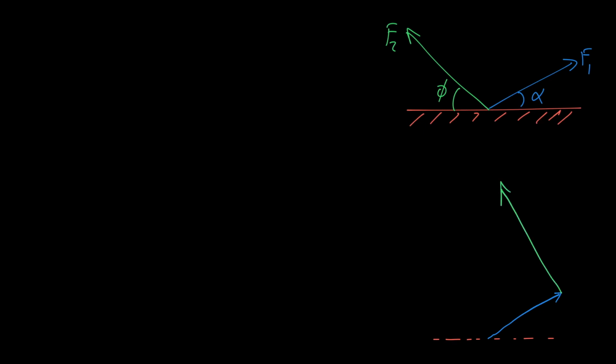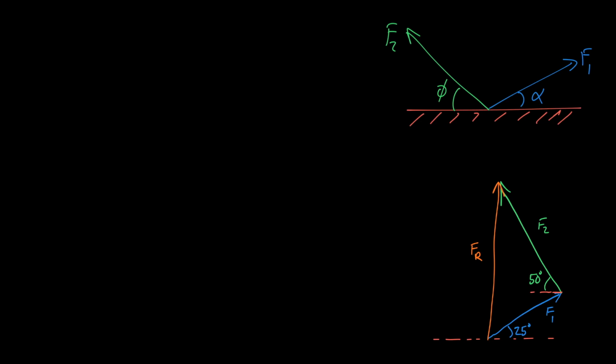And now we can draw our resultant, which would go from the tail of F1 to the tip of F2. So this would be FR. This is F2. This is F1. Remember, this angle here was 25 degrees. And the angle here, let me make that green. The angle here was 50 degrees.